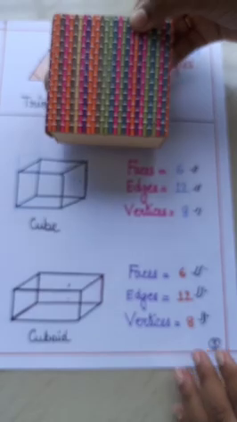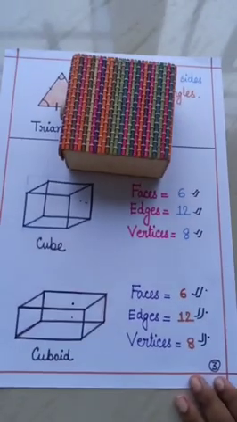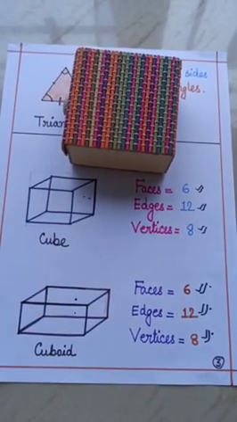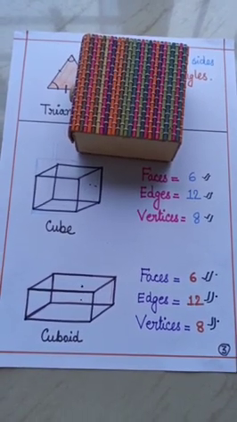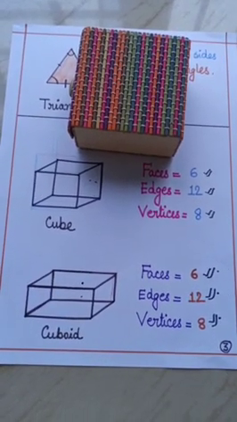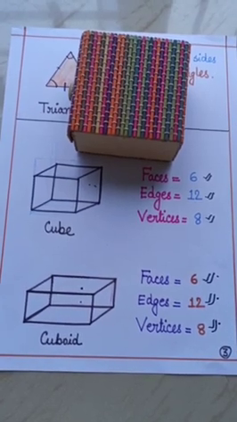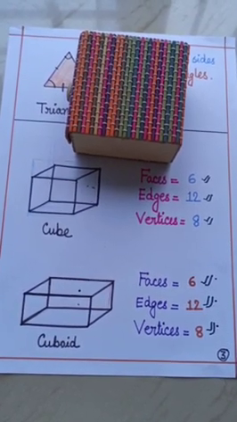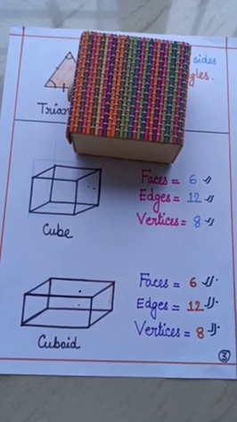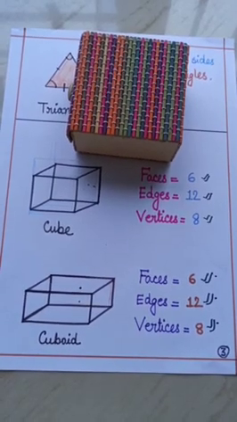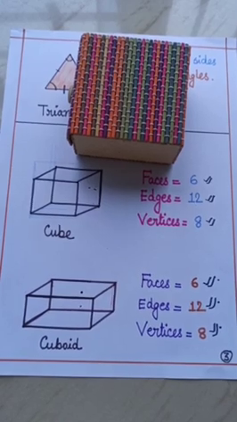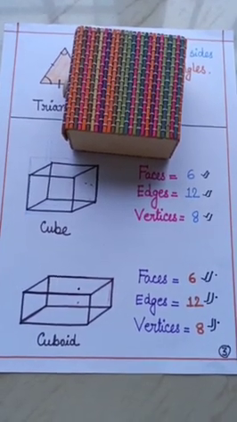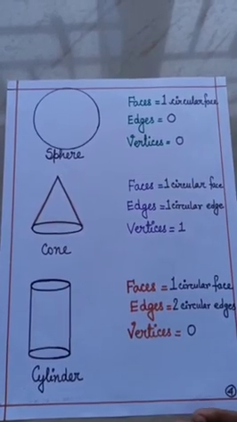If you see a brick also, you can see that a brick has 6 faces, 12 edges and 8 vertices. And sometimes your pencil box, your geometry box and also your book, your copy, all are in the shape of a cuboid. I hope that you will try to understand the faces, the edges and the vertices of a cuboid also.